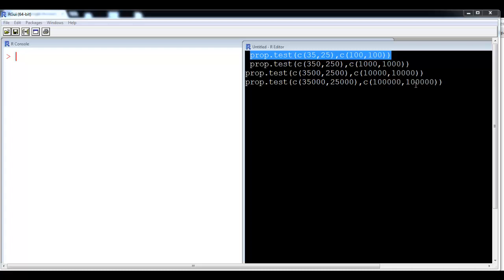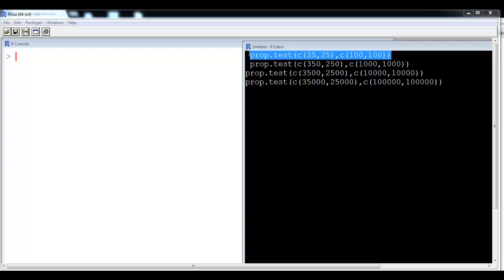Let us now talk about the impact of sample size on the proportion test. Say you have 35 people out of 100 who approve of something, and in another sample you have 25 people out of 100 who approve of something. So we want to find whether 35 out of 100 is different from 25 out of 100. That is, whether 35% is different from 25%.